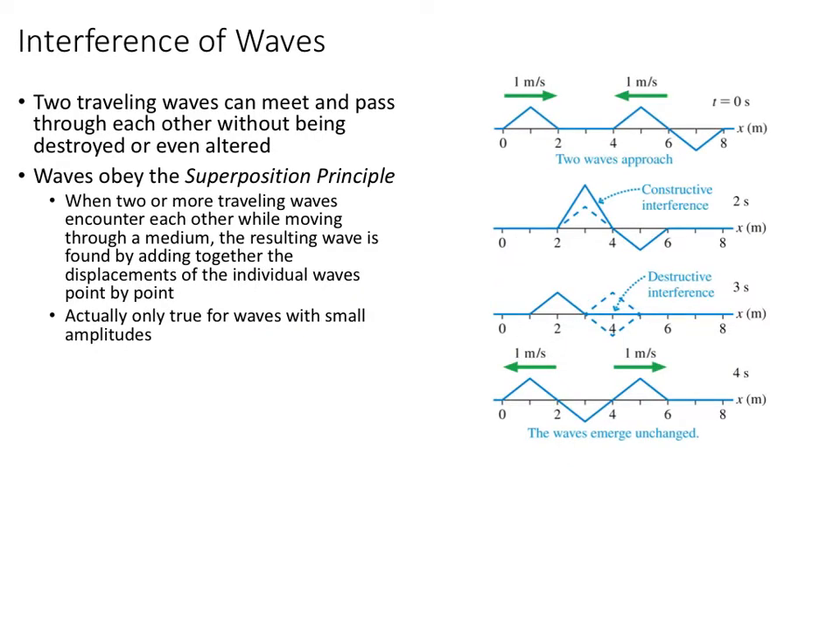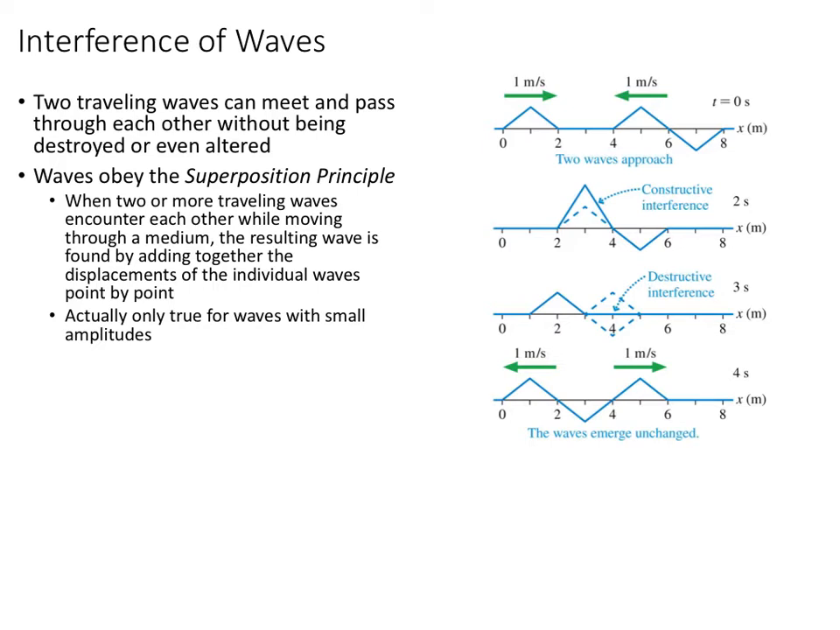Now, when waves move through each other, we say that those waves are interfering. So two traveling waves can meet and pass through each other without altering or destroying each other. And when this happens, we call this interference. And when this happens, the waves are going to obey something called the superposition principle.